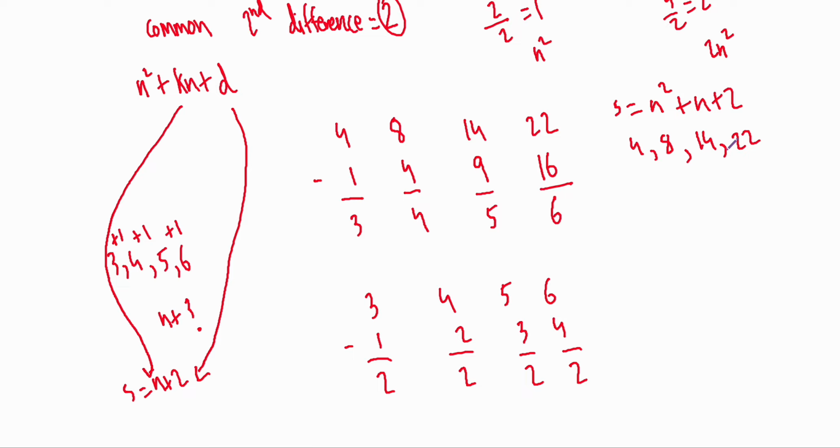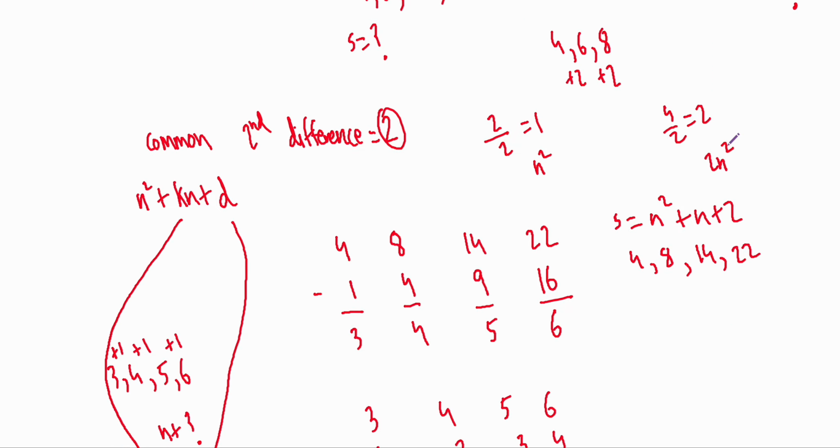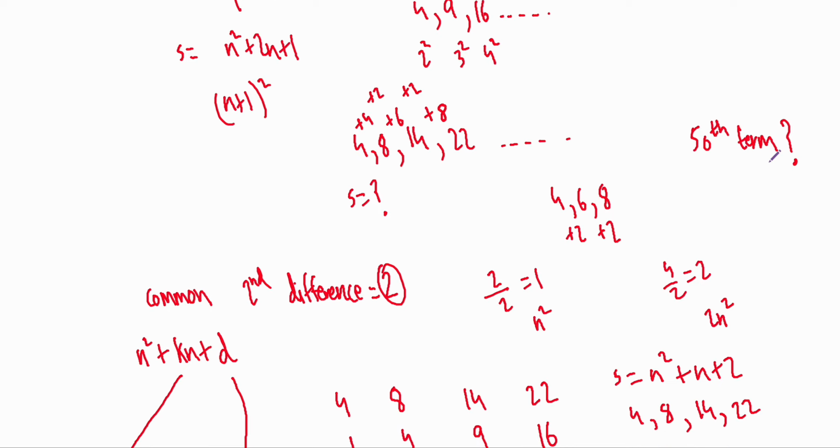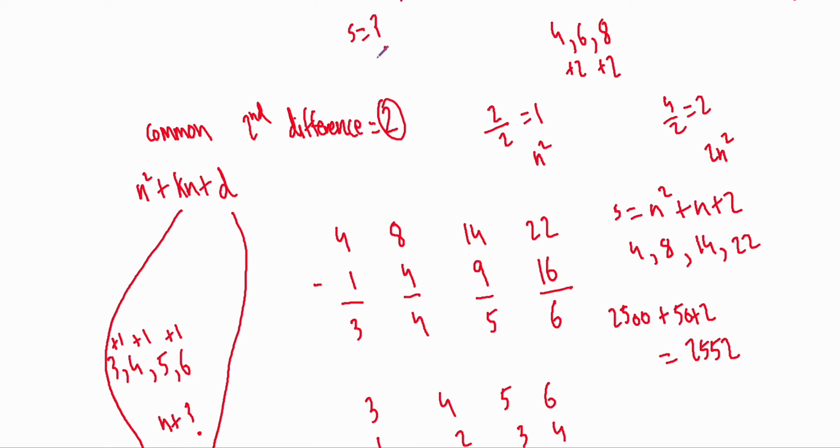So if I ask you for the 50th term, you would say 50 squared, which is 2,500, plus 50 plus 2, which is equal to 2,552. So you can see, for this sequence right here, you'd have to then do plus 10, and then plus 12, and then plus 14, and plus 16. Instead of doing all of that until the 50th term, you can just find the formula for this.